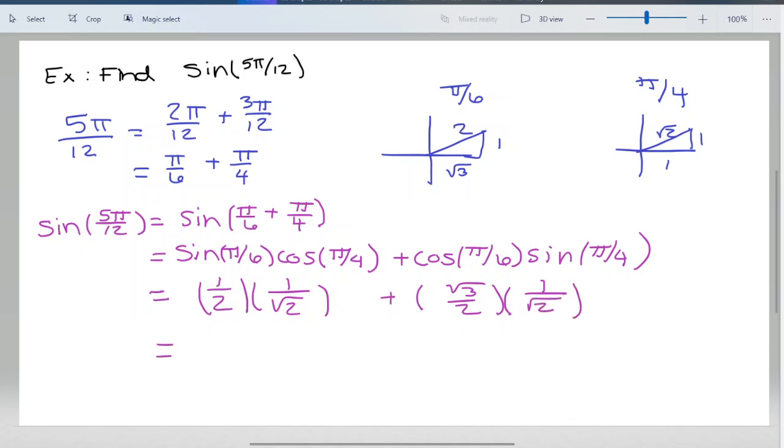Now I'm going to multiply these together. Here I get 1 over 2 root 2, and in my second term, I get root 3 over 2 root 2. These already have common denominators, so I'm just going to add them together. I'll get 1 plus root 3 over 2 root 2. I don't want you to feel compelled to simplify this any more than that. You don't need to rationalize the denominator in particular, and this is a perfectly good way to leave this answer.